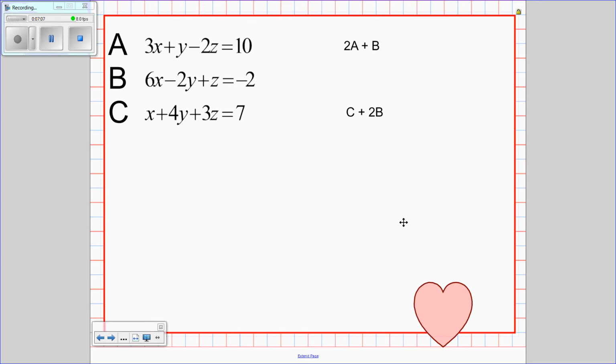Okay, so you're going to try this one more or less on your own. The two equations that I want you to use are the first combination, 2a plus b, and the second combination, c plus 2b. Can you tell what variable we're trying to eliminate here?